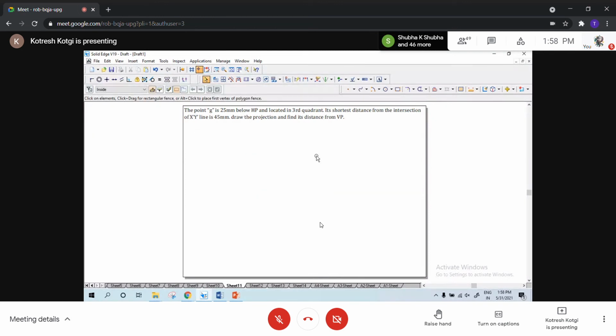Read the question. Tell me which quadrant this is. The point G is 25 mm below HP and located in the third quadrant. They have mentioned that it is in the third quadrant.